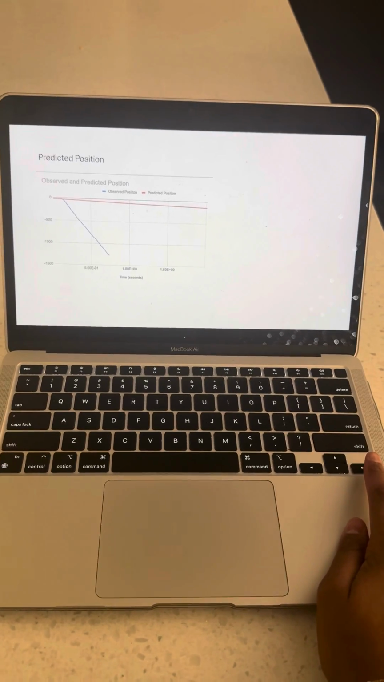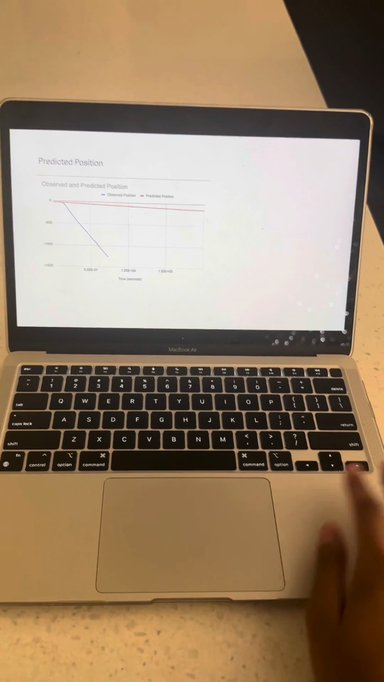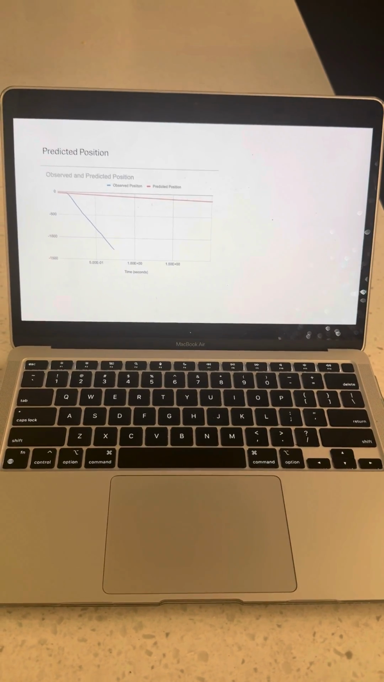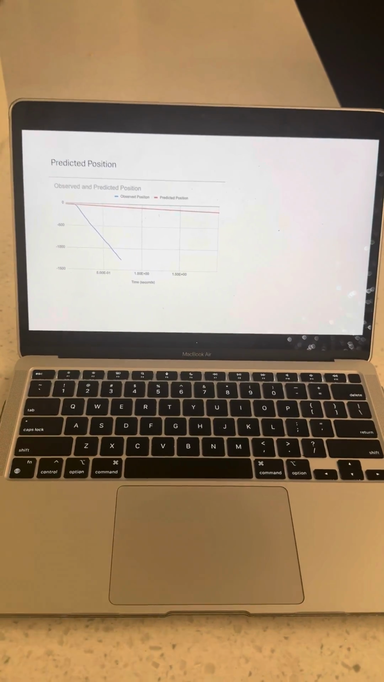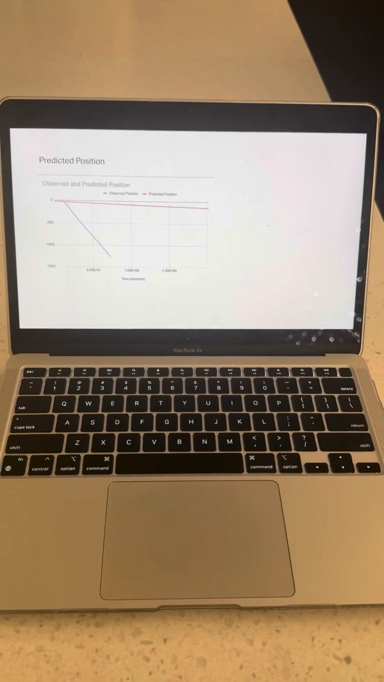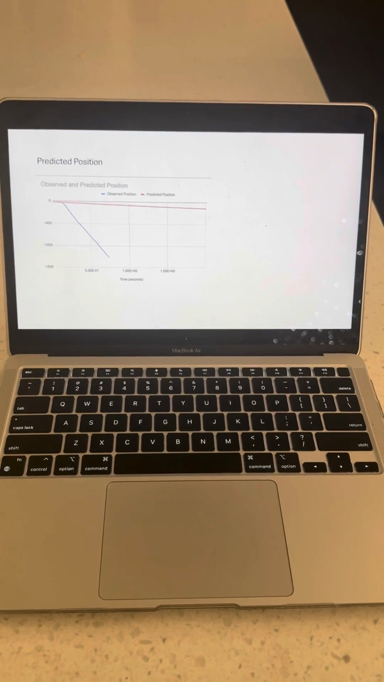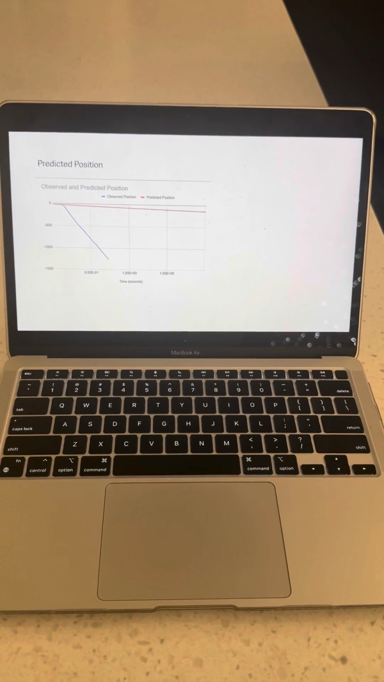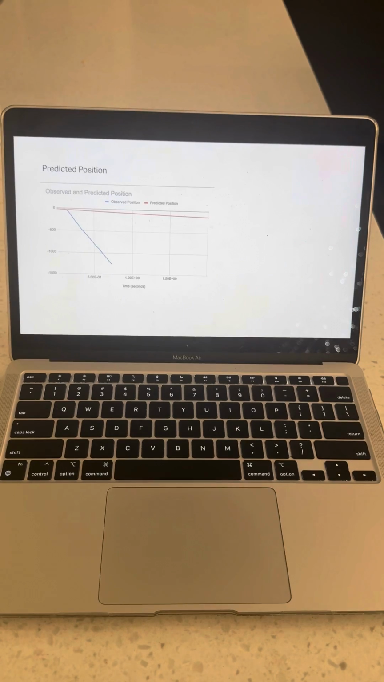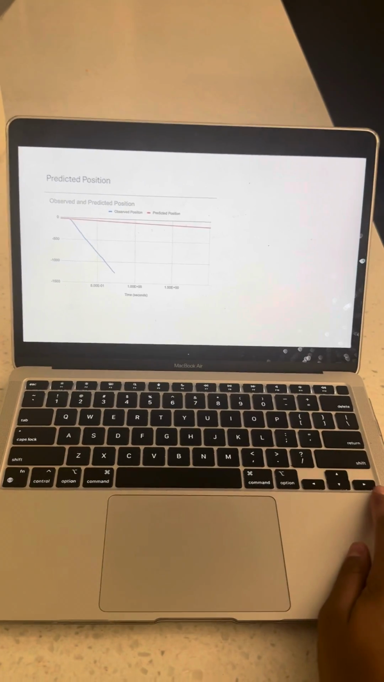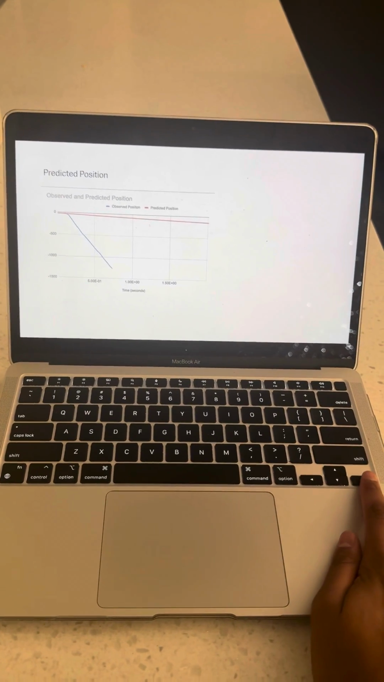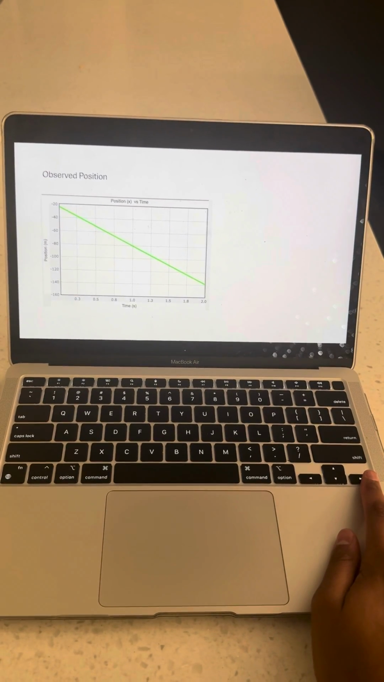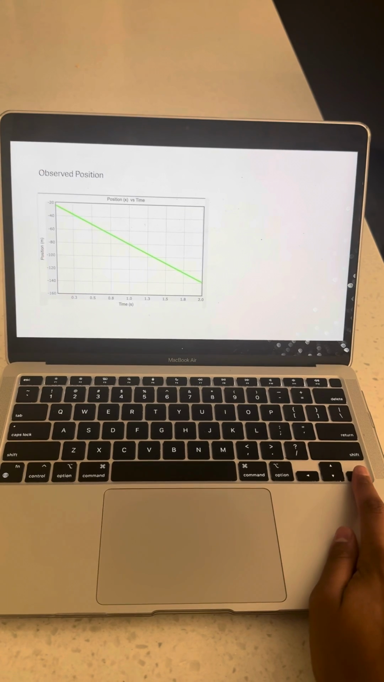Now, the predicted motion and the observed motion are shown by this graph. The red line shows the predicted position and the blue line shows the observed position. Here we can see that the predicted motion is much flatter than the observed position, which is more vertical than it is horizontal. So as we can see, there is a great difference between both. And the observed position is shown by this graph, which is a straight, even line.